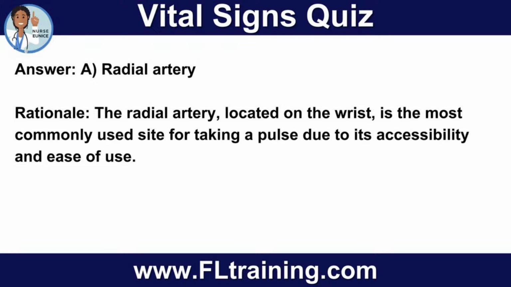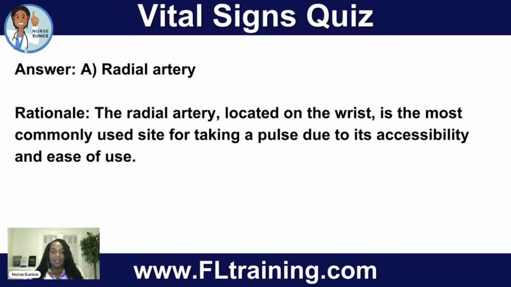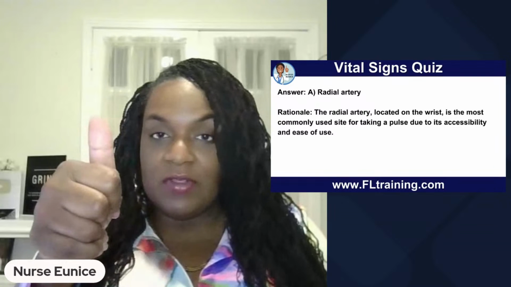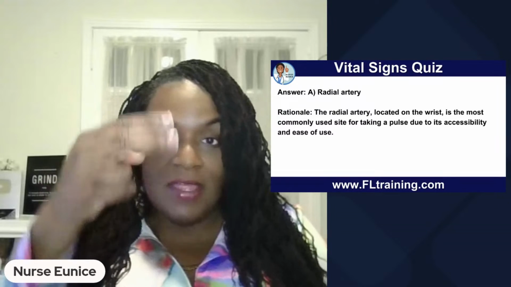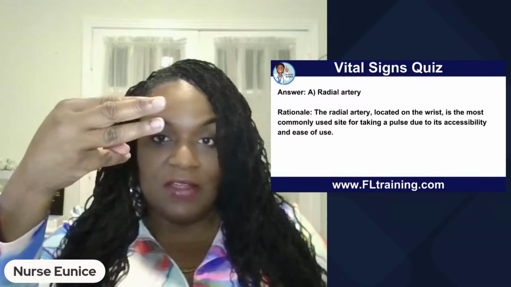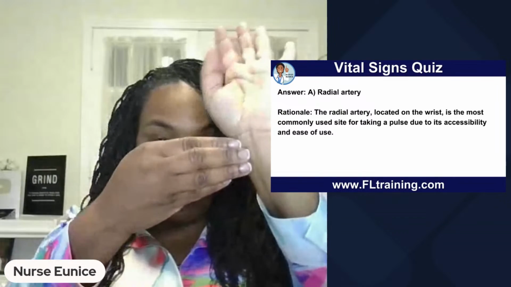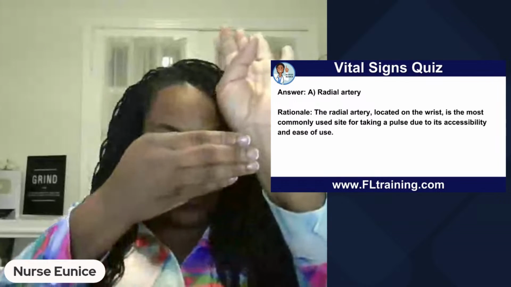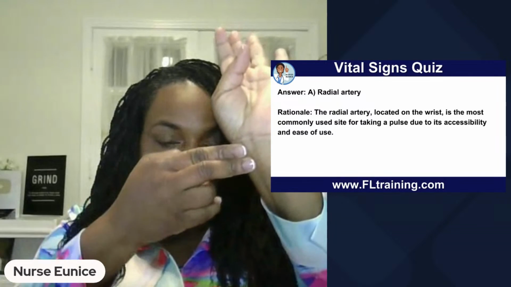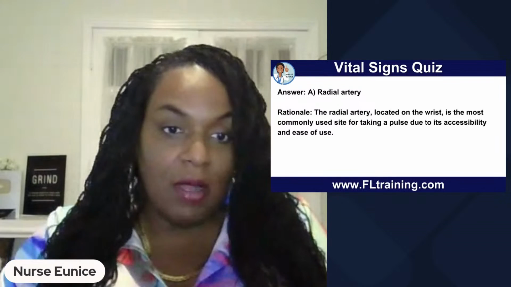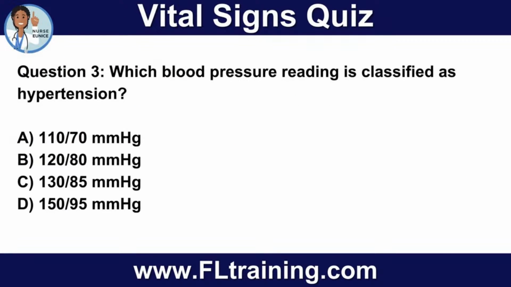If you chose A, radial artery, which is located on the wrist, you know that it's the most commonly used site for taking a pulse. And do not forget that whenever you're taking a pulse, you cannot take a pulse using your thumb because your thumb has its own pulse. Instead, you're going to take two or three fingers, and the radial pulse is located in the base of the wrist near the thumb. So if you're over here, that's ulna. You want to be here for the radial pulse. And again, you can use two or three fingers, whichever you're more comfortable with using.